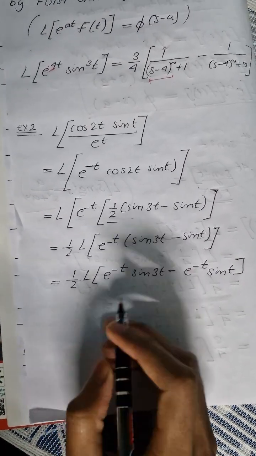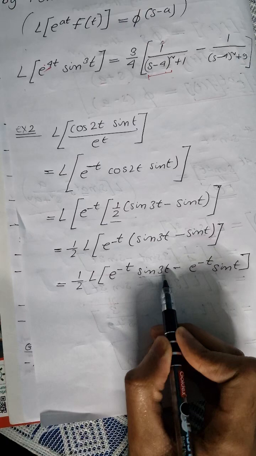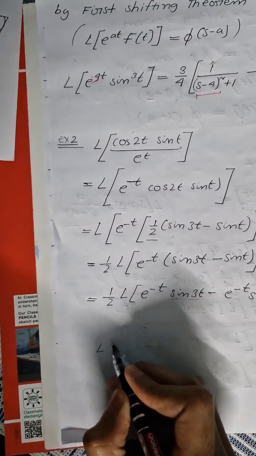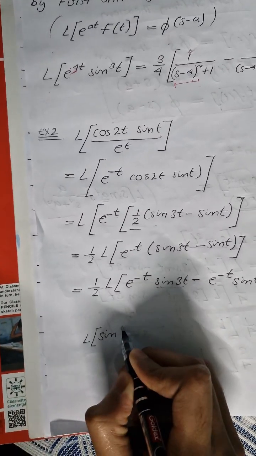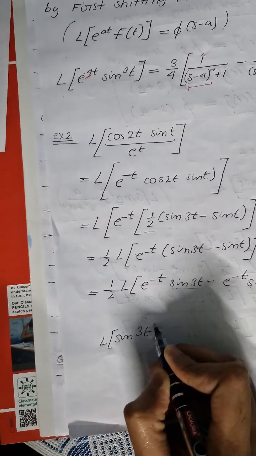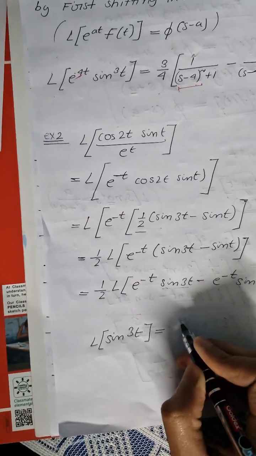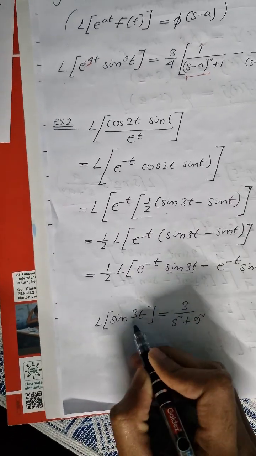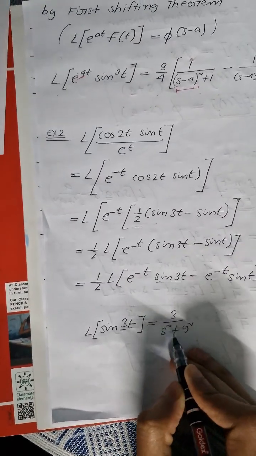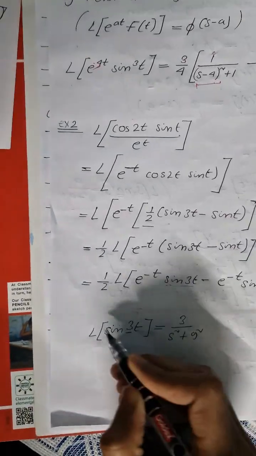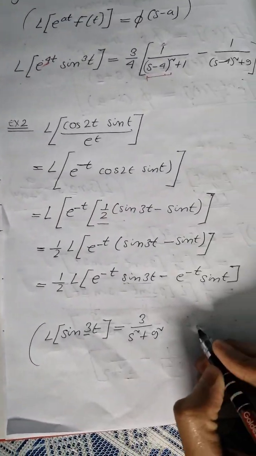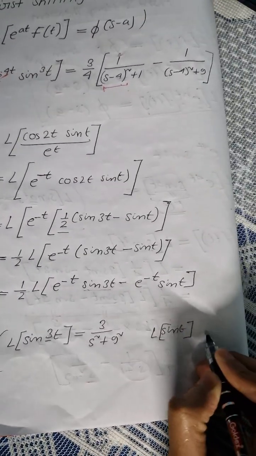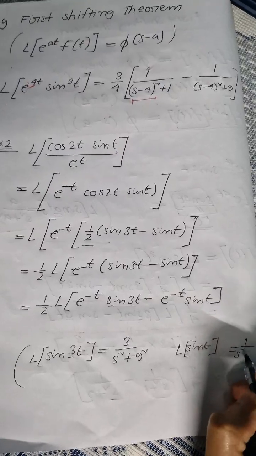So now here we have to find the Laplace of this sin 3t and sin t, which we know. Laplace of sin 3t is equal to 3 by s square plus 9. Whatever the constant is goes in the numerator, and s square plus that constant square in the denominator. And Laplace of sin t is equal to 1 by s square plus 1.